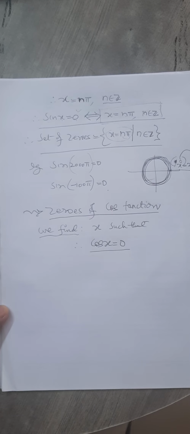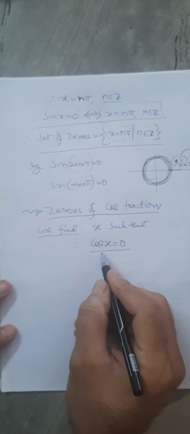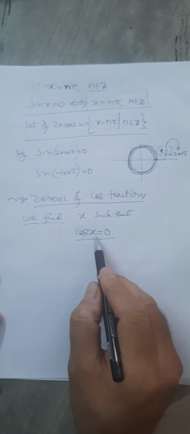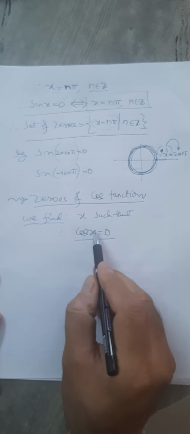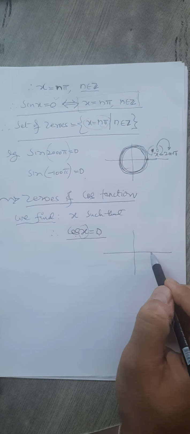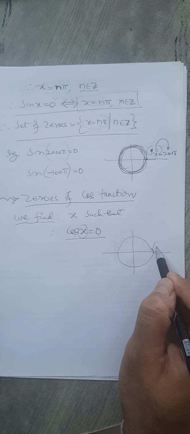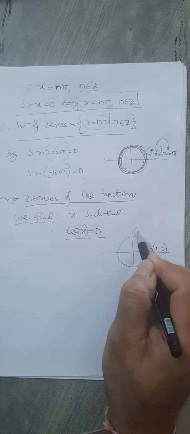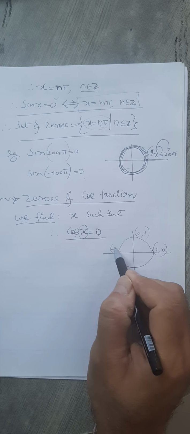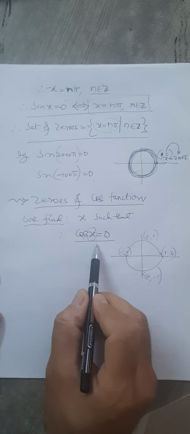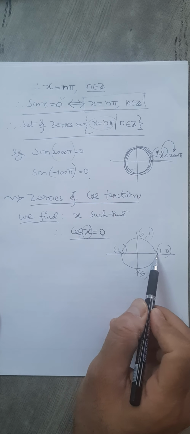Here you again need to go back to the unit circle. Cos x is 0. Now cos represents which coordinate? First coordinate. So I'll draw the unit circle here. You know that this is (1, 0), this is (0, 1), this is (-1, 0), and this is (0, -1). The first coordinate should be 0.